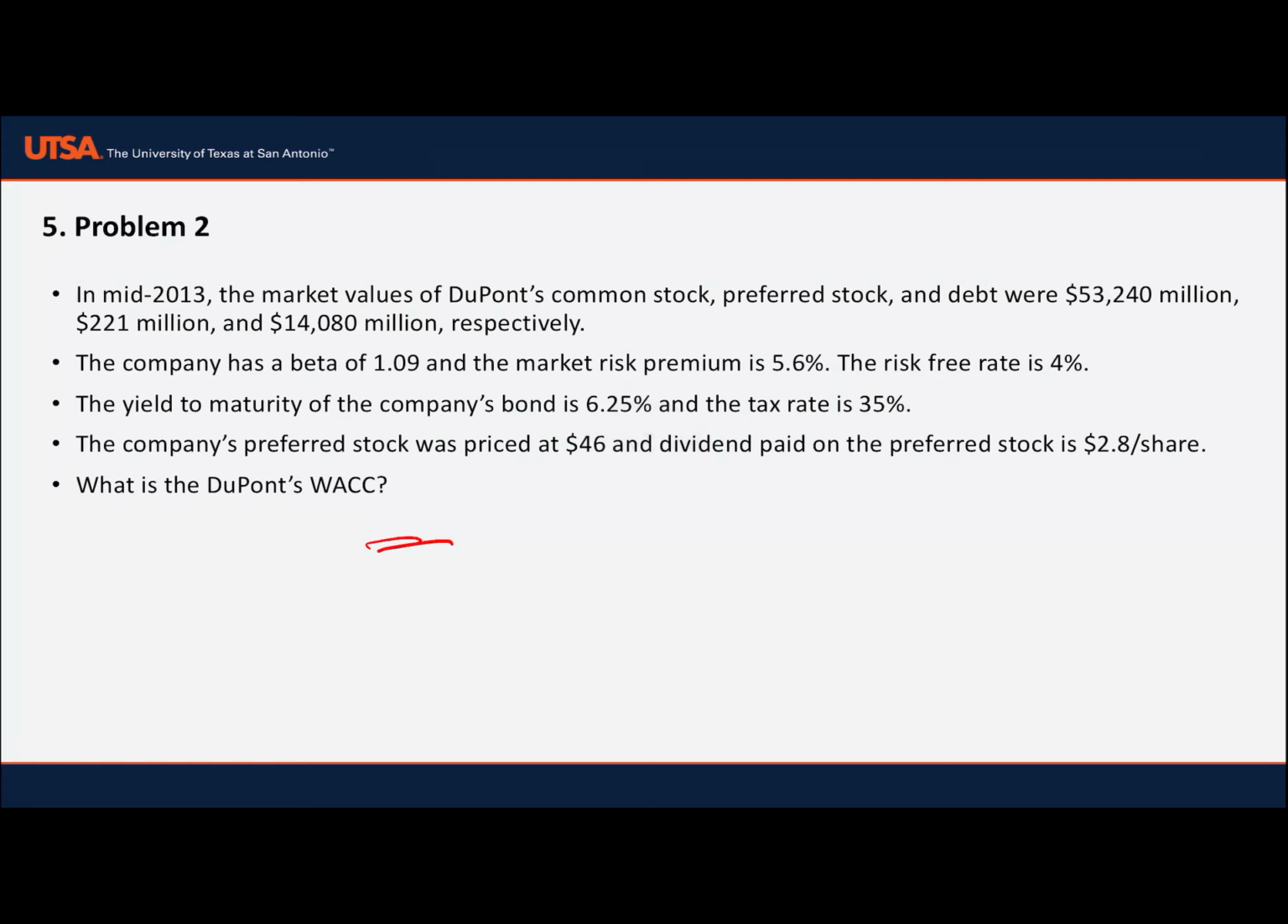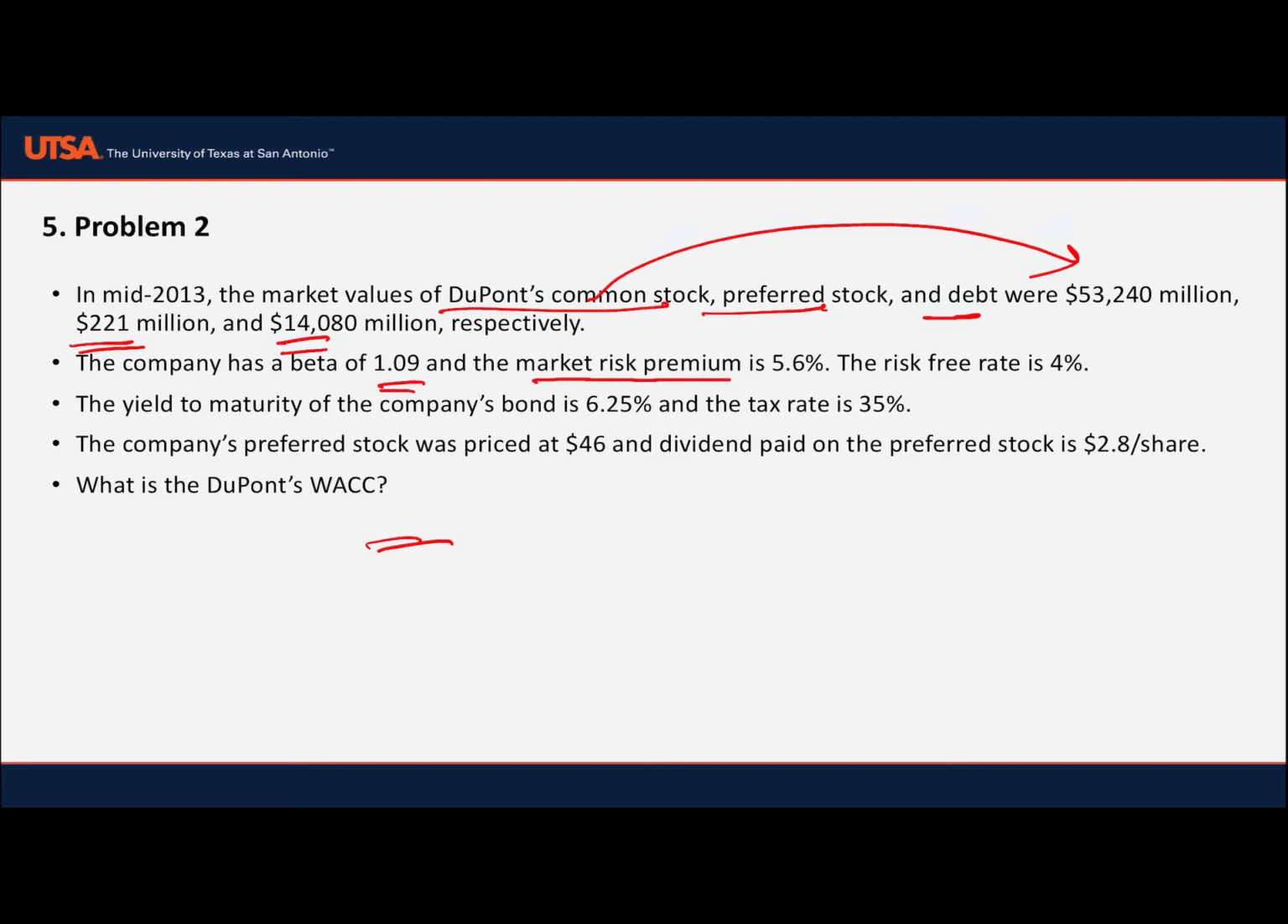In mid-2013, the market values of the DuPont common stock, preferred stock, and debt were given. The common stock is 52.2 million, the preferred stock is 221 million, and the debt is 14. The company has a beta of 1.09.